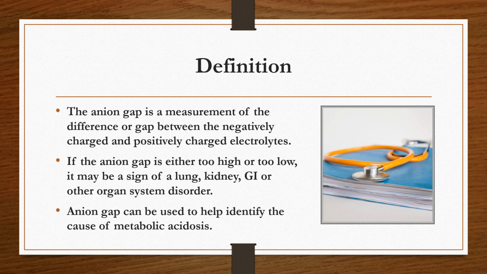Let's define it first. Anion gap is the measurement of the difference between the negatively charged and the positively charged electrolytes. If the anion gap is either too high or too low, it may be a sign of a lung, kidney, GI, or other organ system disorder. Anion gap can be used to help identify the cause of metabolic acidosis. So mainly anion gap is measured if we have a metabolic acidosis, and it helps us to know what is the reason behind the acidosis.